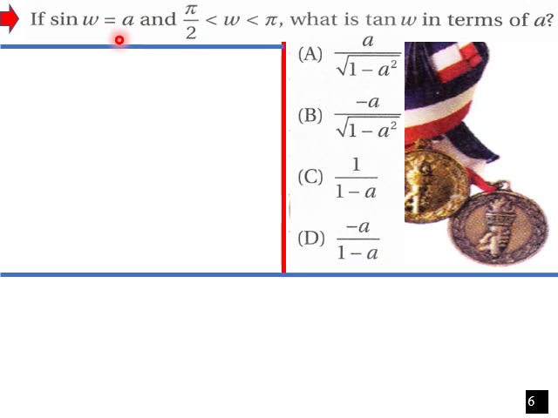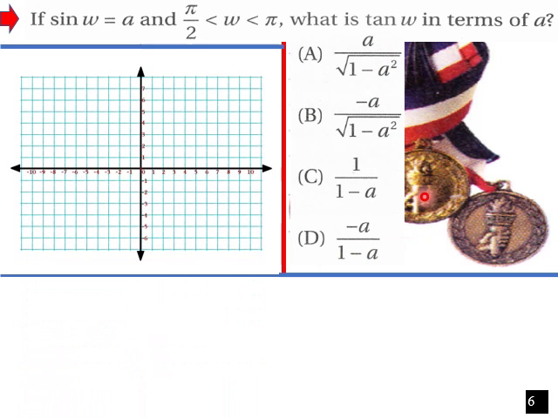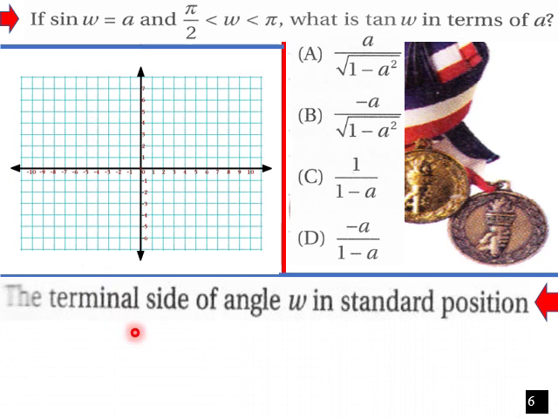If sine w equals a and pi over 2 is less than w and w is less than pi, what is the tan w in terms of a? And then here are our possible solutions for that. So we know if it's between pi over 2, which is here, and pi, it would be in quadrant 2, would be our solution.